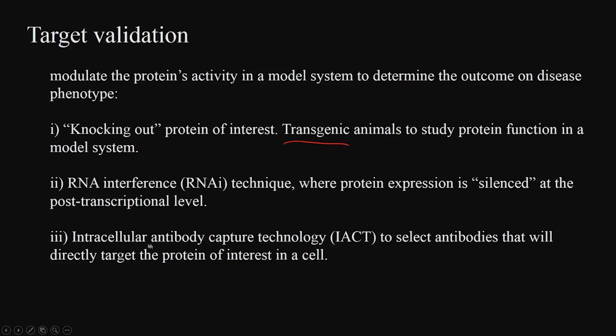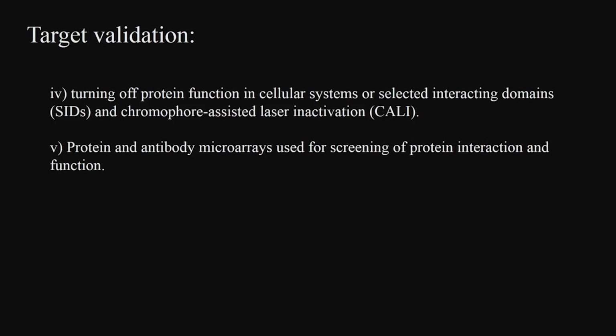Another approach is called intracellular antibody capture technology. So, you select antibodies that will directly target the protein. As you know, antibodies are very selective to that particular target. So, it will go and bind to that protein of interest. So, that protein is not available, and then see how the disease progresses. So, that is the third approach. Then you have the fourth approach. So, we can turn off protein function in the cellular system or in the domains by chromophore assisted laser inactivation.